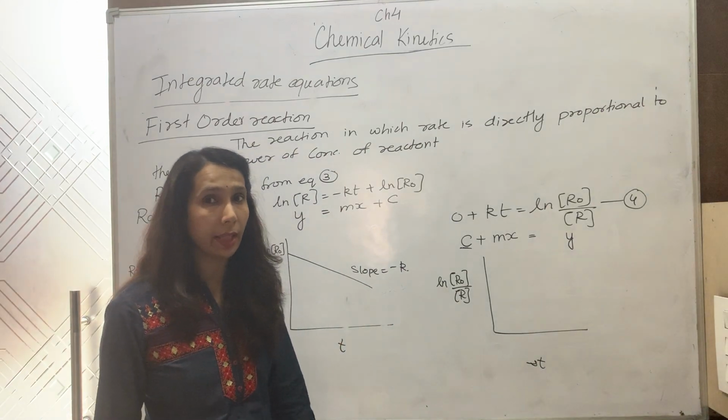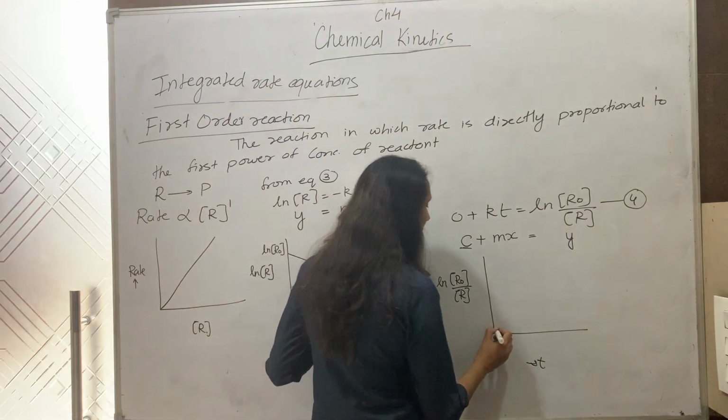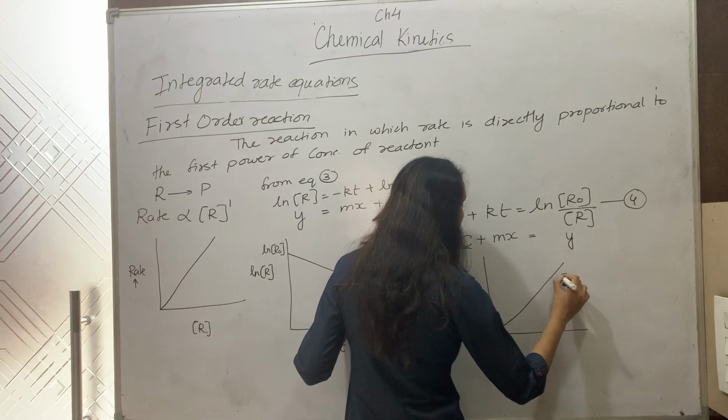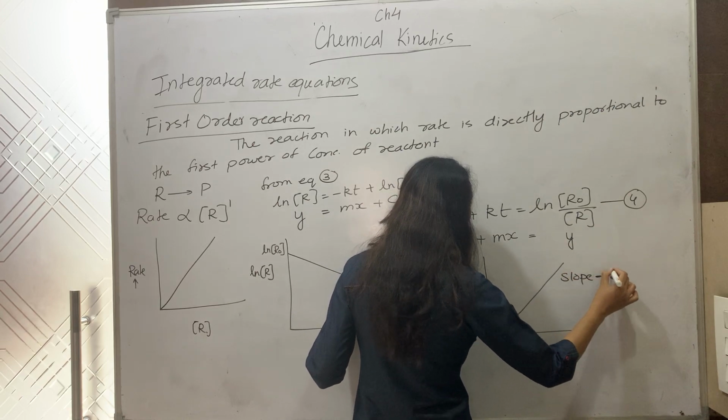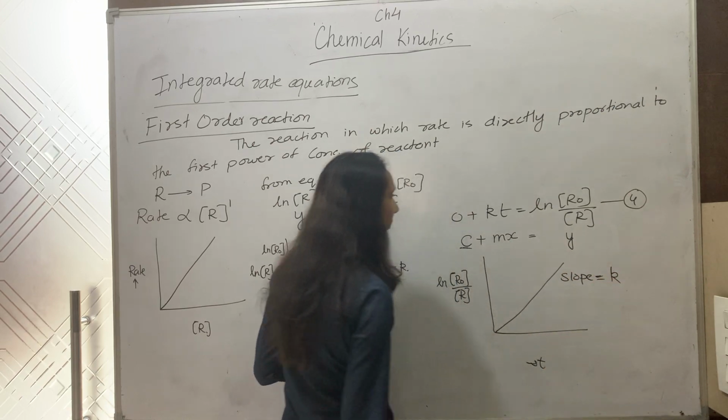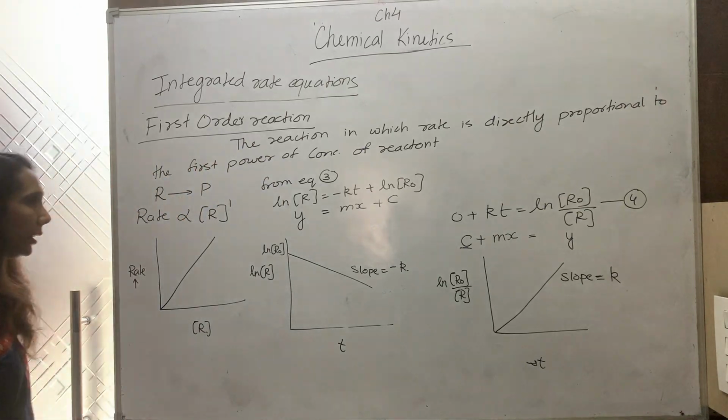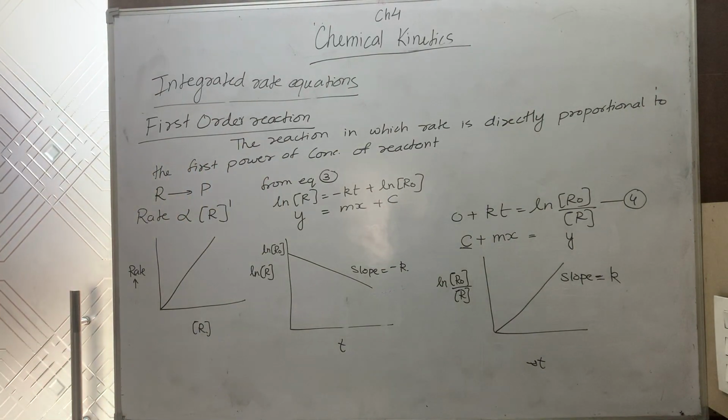K is positive in this case. So your graph is like this, and slope will be equal to k. So we have made the graph according to equation 3, equation 4, and the first relationship, that rate is directly proportional to the concentration of the reactant raised to the power 1.